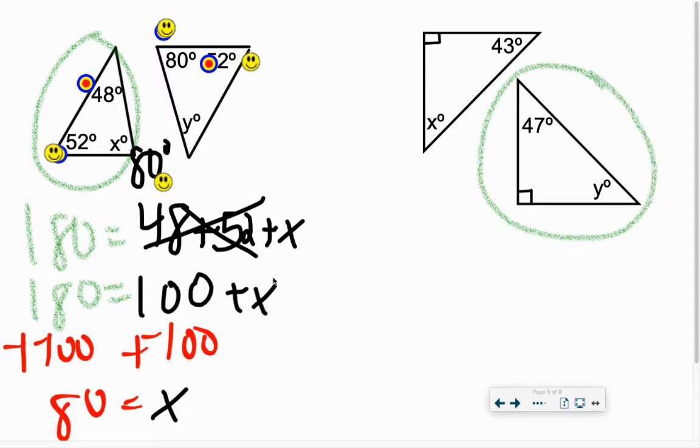I'm going to do the triangle on the right just to be different for us. Again, 180 degrees equals, add them on up. I've got 47 plus y, and that's only two angles, so don't forget this guy right here, the box. He means 90 degrees, so I'm going to do a plus 90.